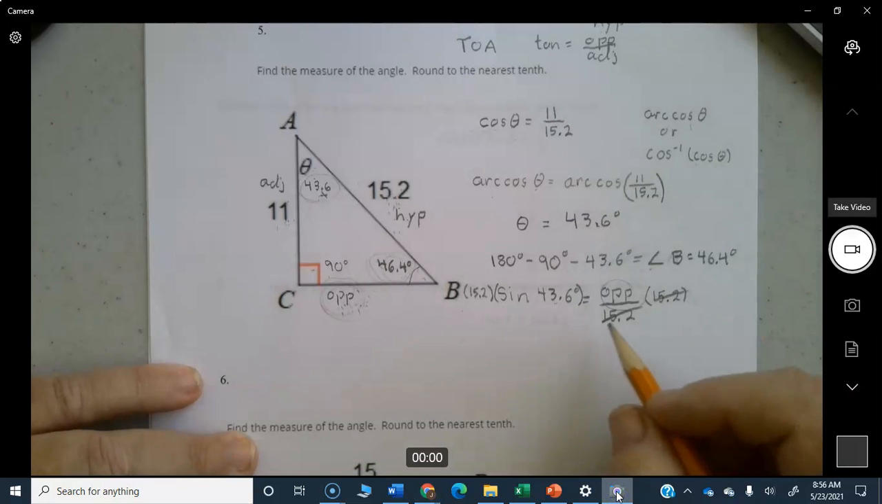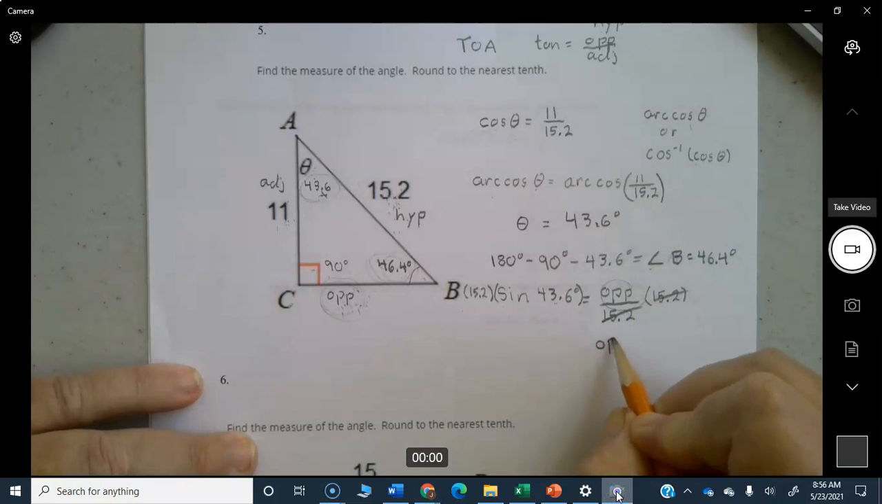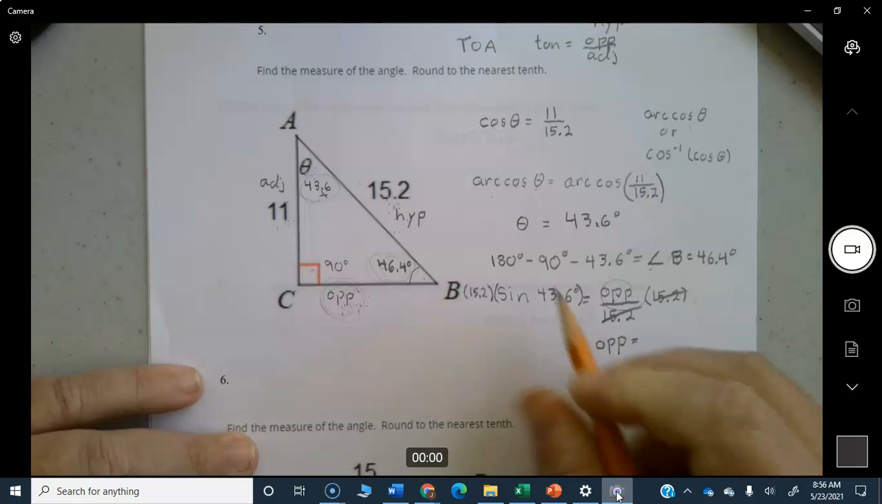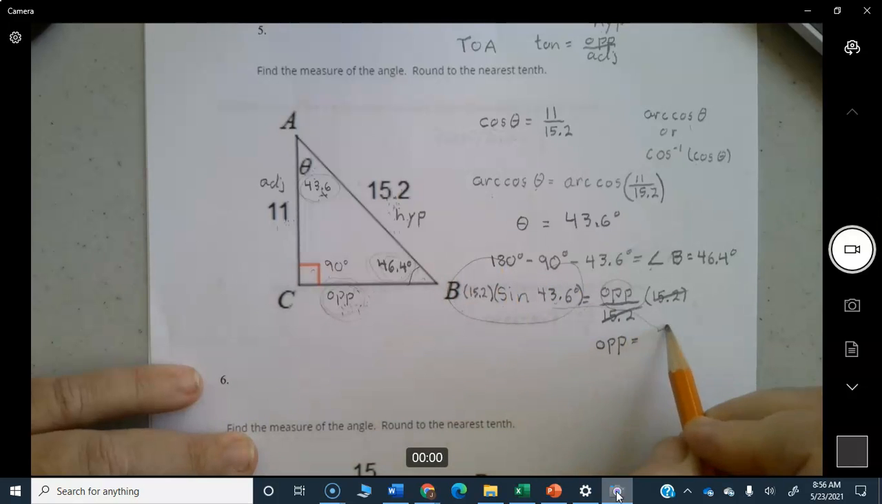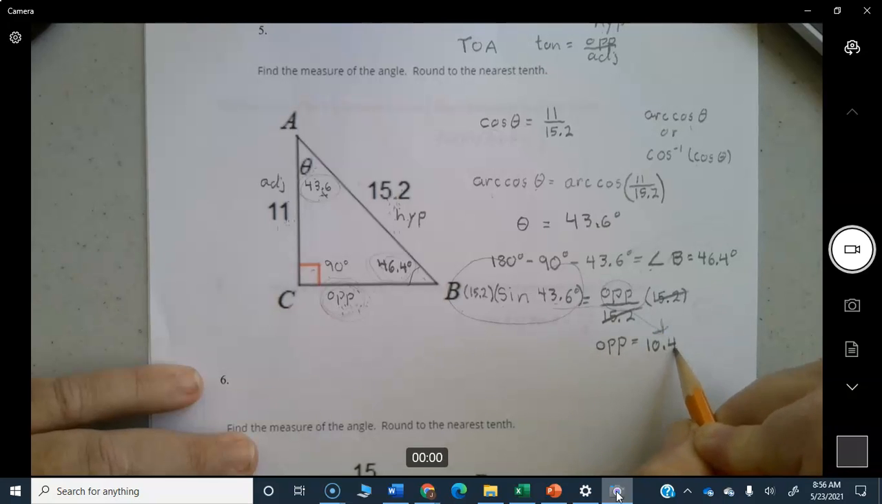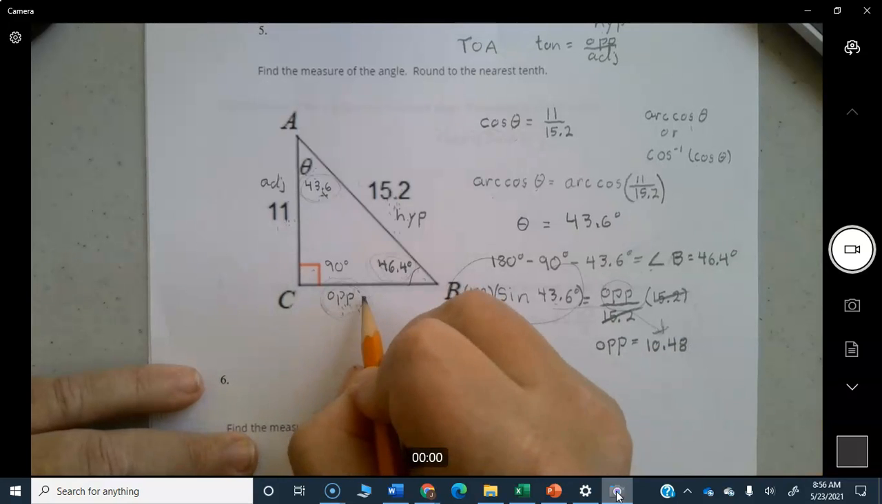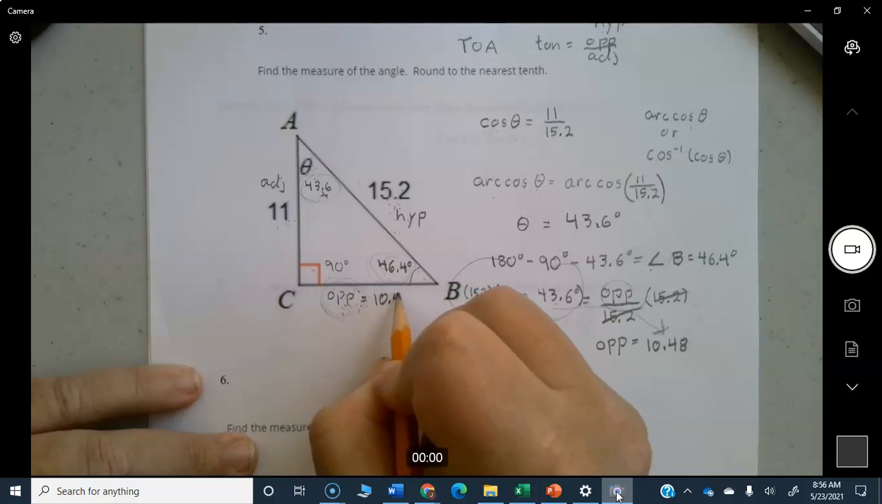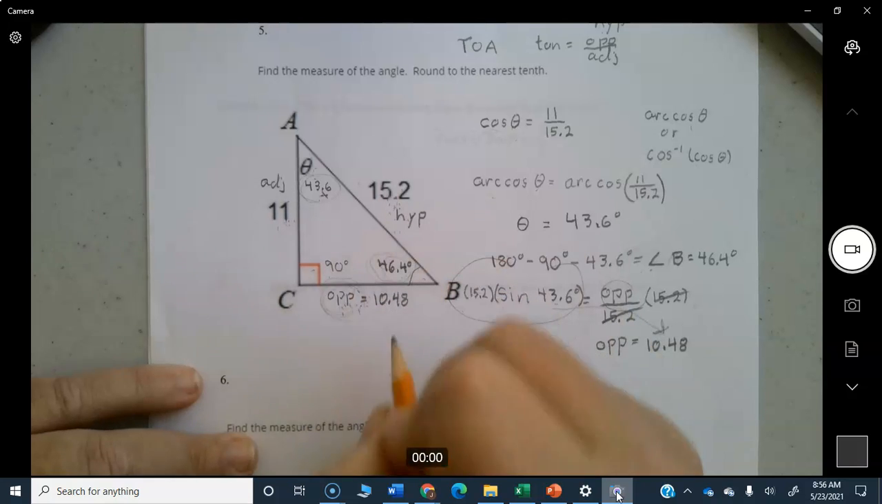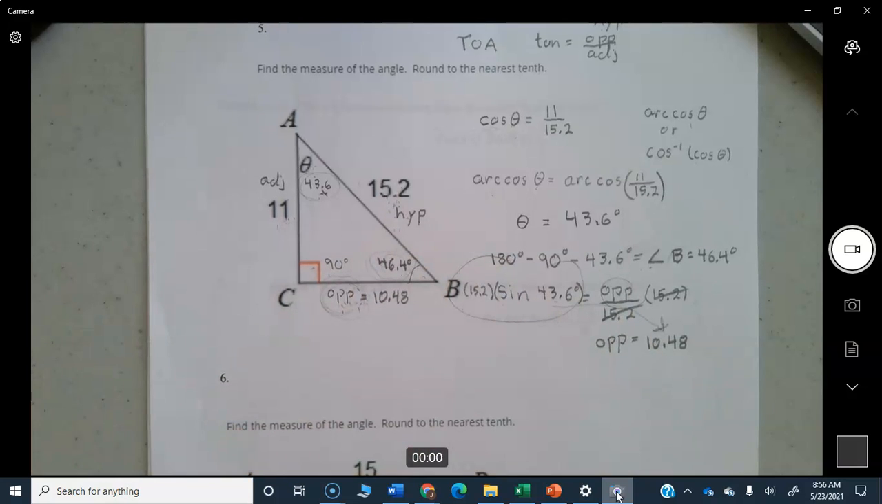So the opposite equals 10.48. I did that calculation, I'm just going to put it over there like that. I think that's what it was. And again, that's a distance, that's the length of this side. So we figured out all three sides and all three angles. All right, let's move on.